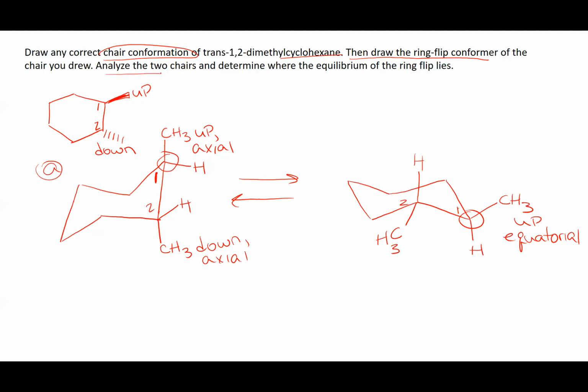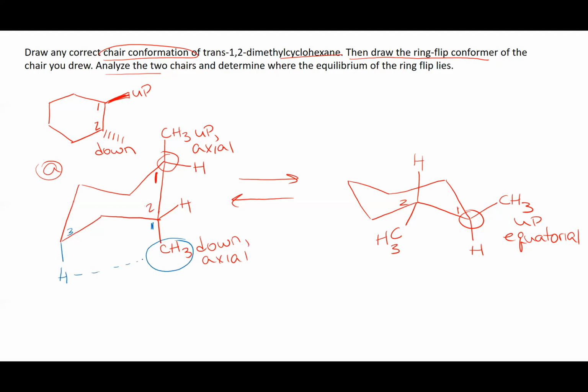Analyze the two chairs and determine where the equilibrium of the ring flip lies. So we need to find 1,3-diaxial interactions, and we need to find gauche interactions. In chair A, I have axial substituents, so that means I have 1,3-diaxial interactions. My pen stopped working. Let me get a different color here to show those 1,3-diaxial interactions. So here's one axial substituent, it's on the bottom face. Arbitrarily number the carbon that it's on as carbon 1, and then 3 carbons away, there's another axial group.